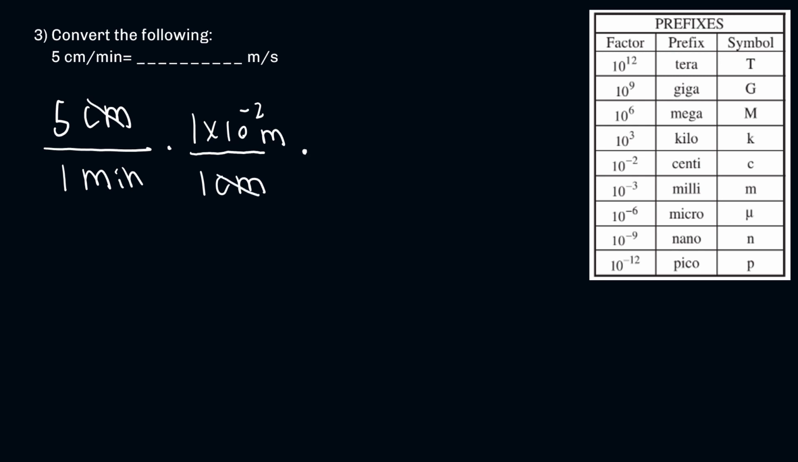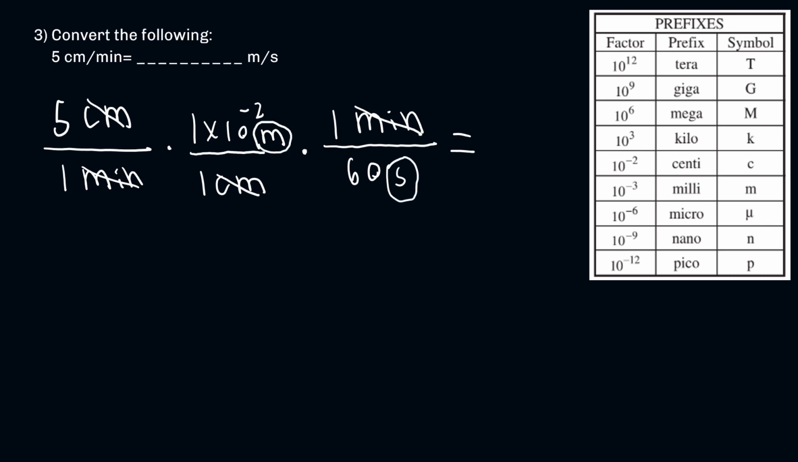Now we want to go from minutes into seconds. So I put on the top here 1 minute. And I know that the amount of seconds in 1 minute is going to be 60 seconds. So we'll just put here 60 s. And now we should have our conversion done. So we've canceled out minutes and we've canceled out centimeters. So we should be left with our units as meters per second.